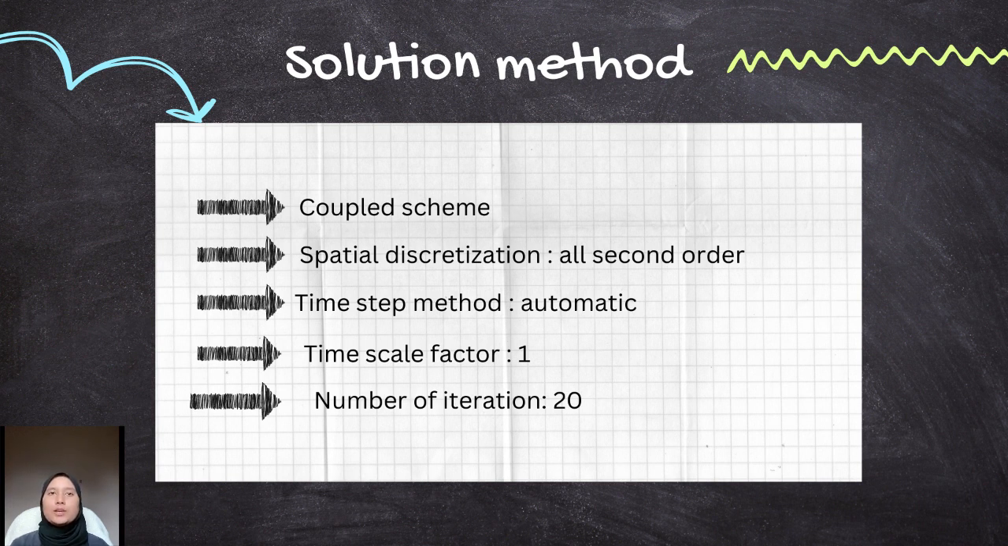In the pseudo transient setting, the time steps method was set to automatic with a time scale factor of 1. The number of iterations chosen for our simulation was 20, which indicates that the solver went through 20 cycles of calculation to reach convergence and to stabilize the solution. Lastly, we use hybrid initialization as the initialization method.